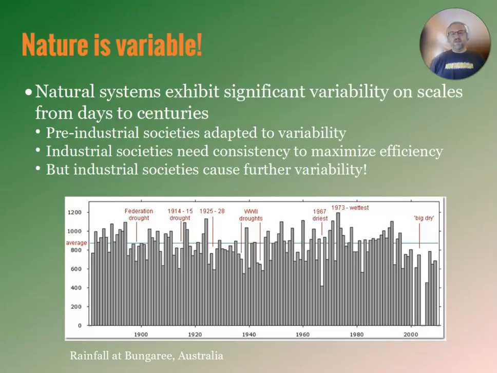And we see an example of that in the data that's shown at the bottom of the slide there. That is rainfall at the town of Bungaree in Australia. And so you can see how we can calculate the average. That's the line that goes across there. We can average that together.